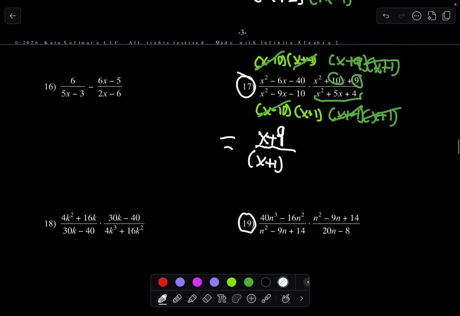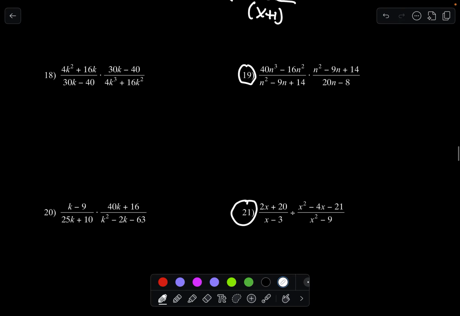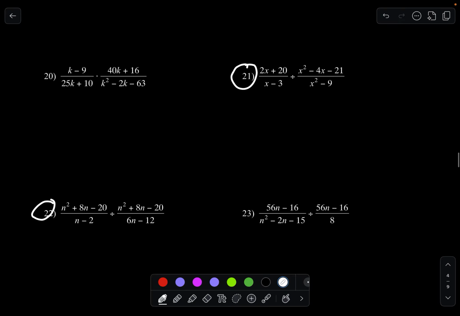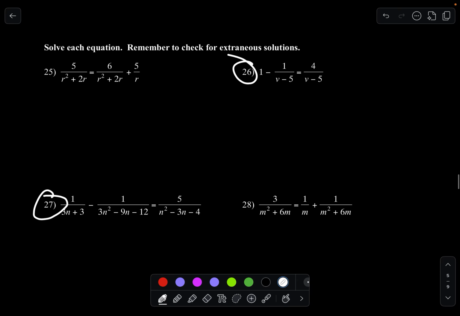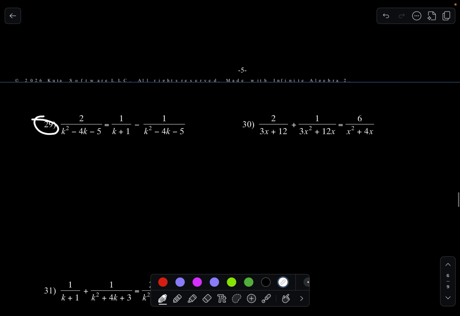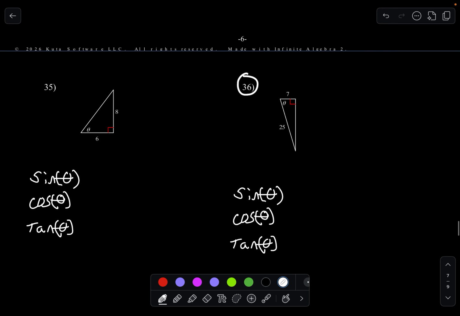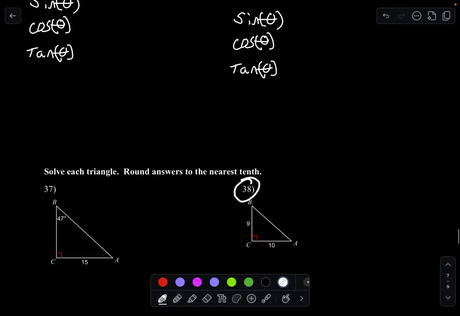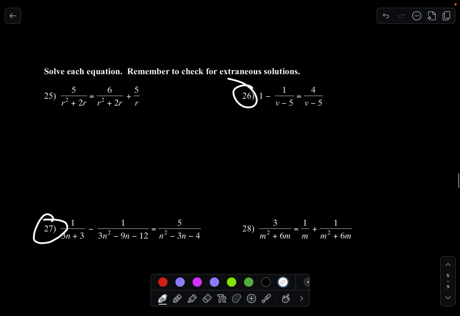I left off on problem 17 of the review. I'm doing problem 19, then 21, 22, 26, 27, 29, and 34, 36. So I got quite a bit, 38. I got half of the problems I circled done.